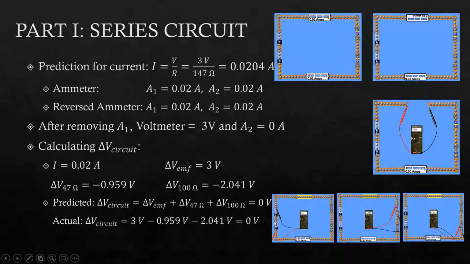So for calculating the total potential energy of the circuit, I found the potential energy at various points, including the battery and the two resistors, and when I added them all up, the total potential energy of the entire circuit was 0 volts, as I predicted.